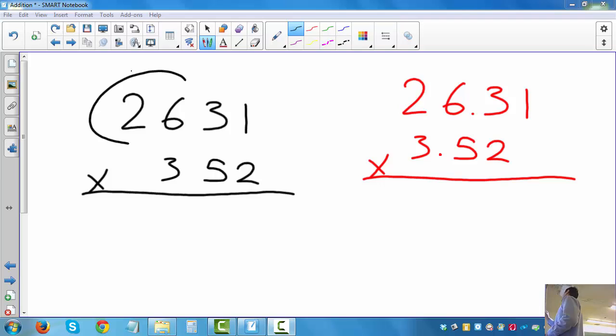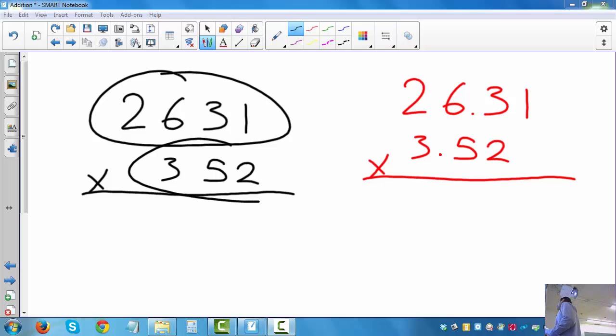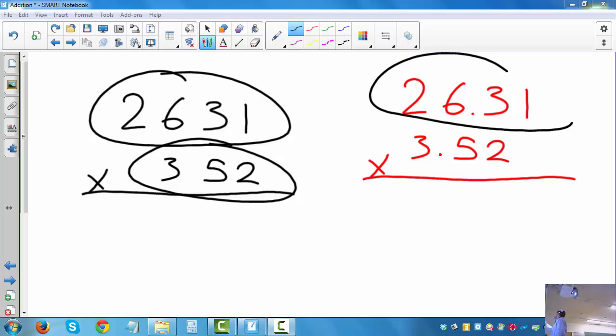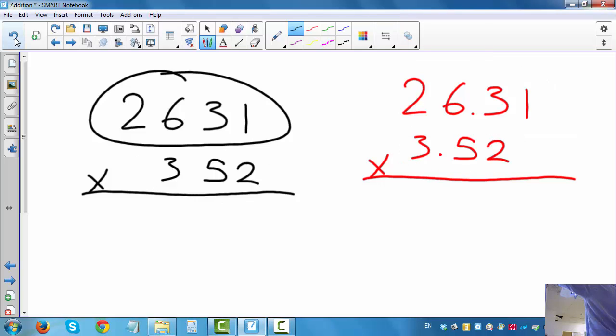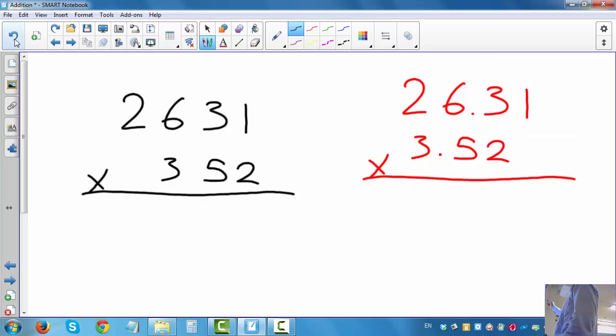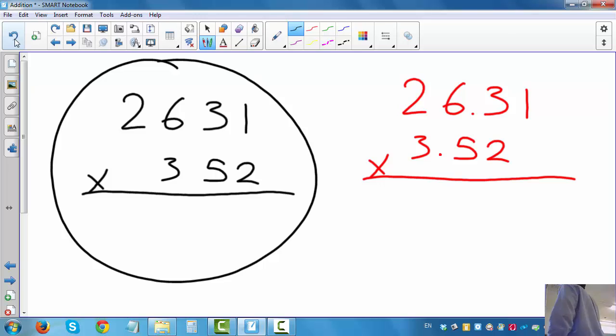This is 2631. That is 352. This is 26.31. That is 3.52. So there are 4 different numbers here. And this is one type of multiplication you will see from the front page.